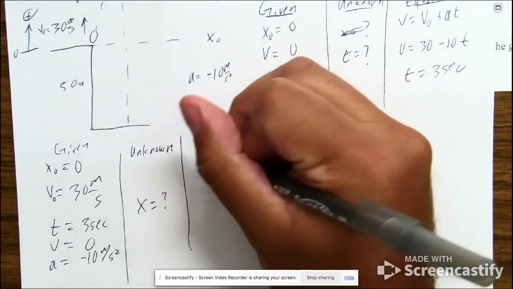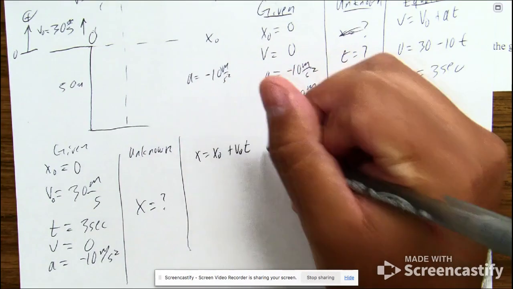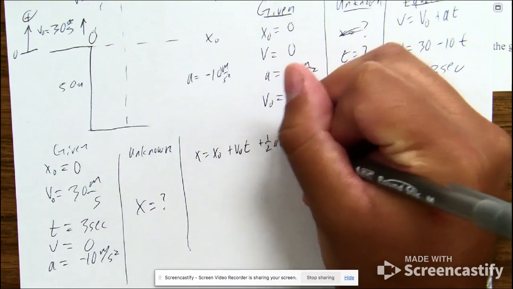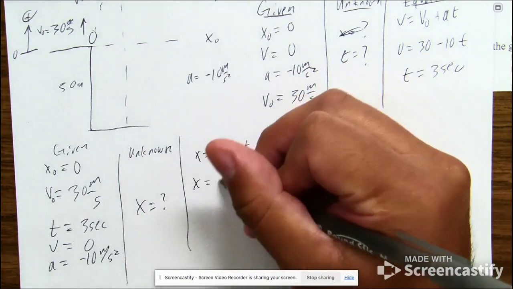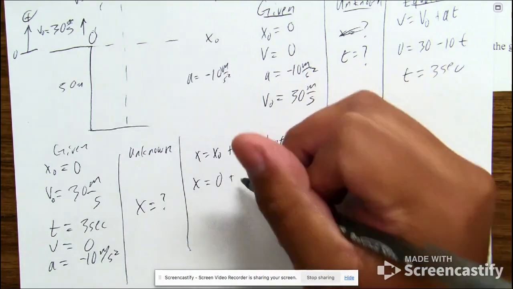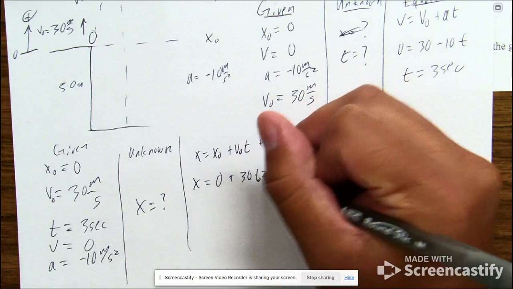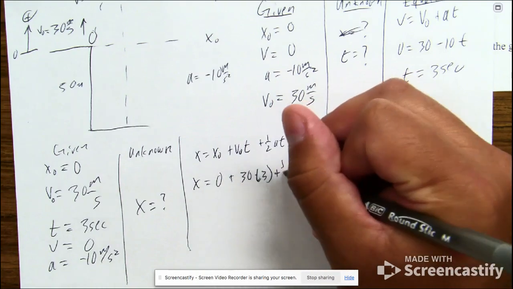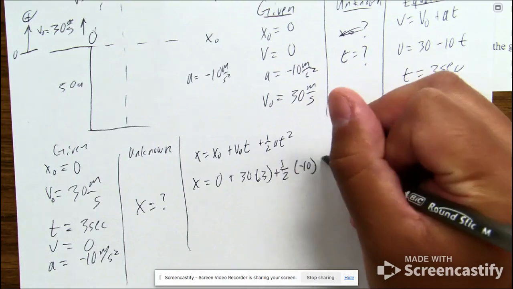So x is equal to x naught plus v naught t plus 1/2 at squared. I'm going to plug everything in. I don't know my x. 0 plus my initial velocity is 30 meters per second times my time, which is 3 seconds, plus 1/2 times -10 times my time squared.